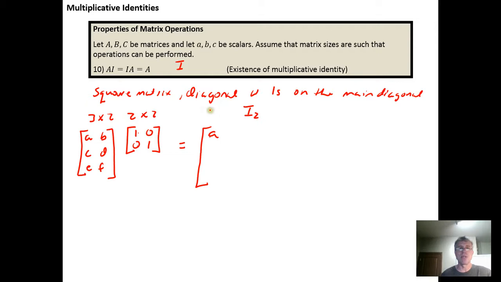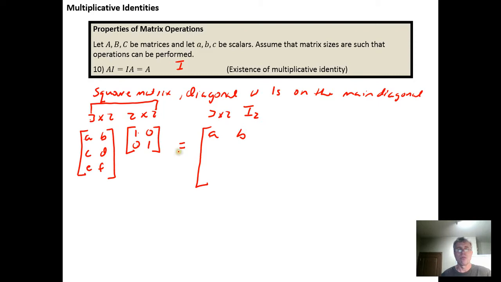Remember, this needs to be a 3 by 2 matrix here, because when you take a product, the first number by the last number is what the result will look like. So 3 by 2 times 2 by 2 will yield a 3 by 2 result. And in row 1, column 2, we take the dot product of row 1 and column 2. So we'll get A times 0 plus B times 1 equals B.